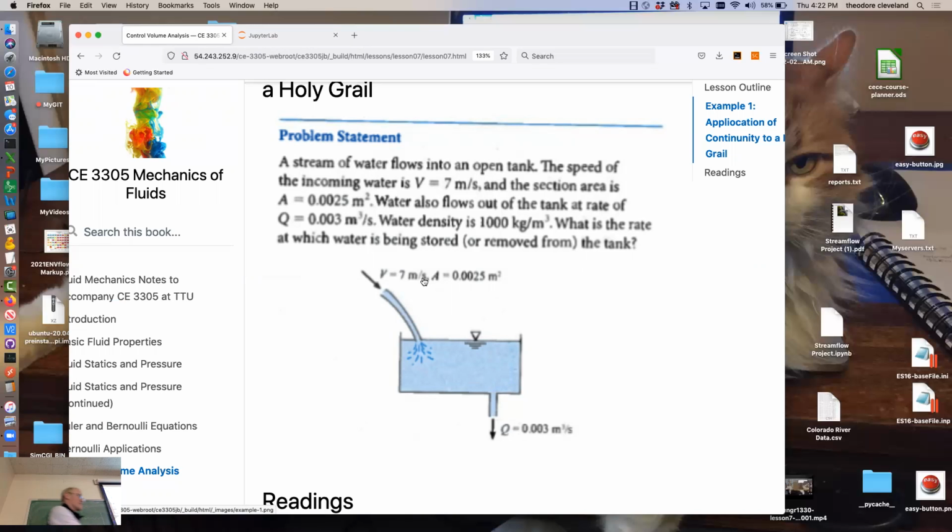Okay, so we want to apply control volume analysis. What might be a logical first step? I'm intentionally slowing you down. Don't be obvious, but what would make a lot of sense if you want to apply control volume analysis to analyze this problem? What's the control volume? That seems like a logical thing. Let's define the control volume. So what do you think it should be?